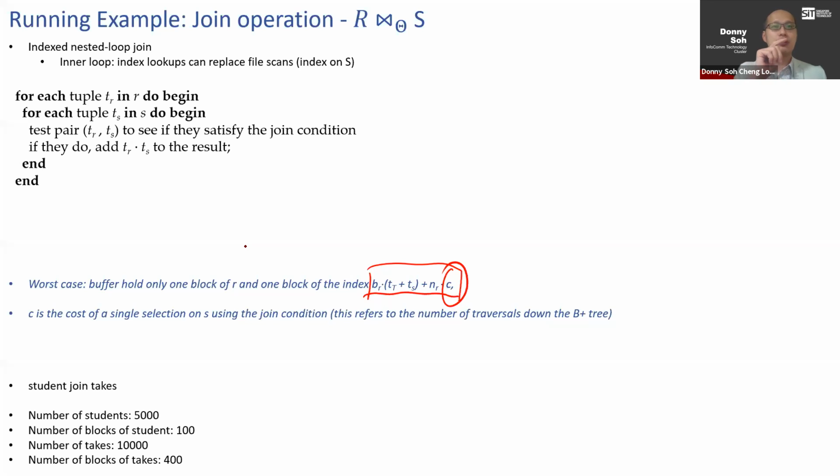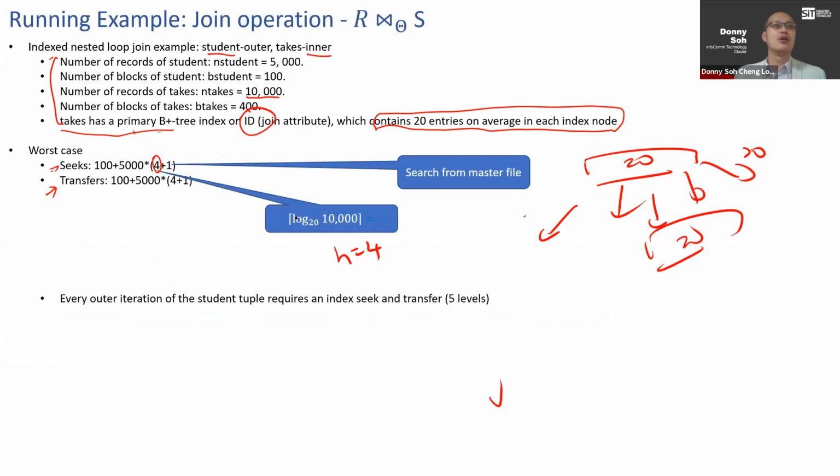Okay, if we go and understand what this is doing, I have my outer block multiplied by the time taken for my seek and my transfer. Over here, I have my outer block, which is equal to my student. So my student is equal to 100 blocks. And wait, this is 5,000 records. This is equal to my number of tuples. Hold on. Why is it like that?